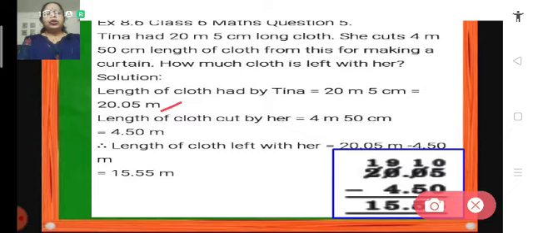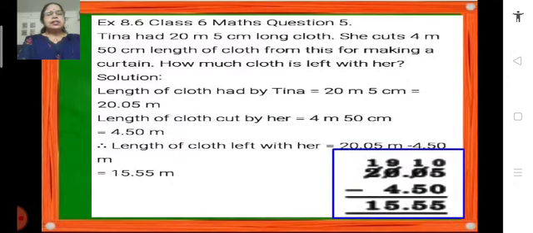Now, the length of the cloth cut by her for making a curtain is 4 meters 50 centimeters. That means it is 4.50 meters, isn't it? So, what is the length of cloth left with her? It is 20.05 meters minus 4.50 meters. Here we have placed them in columns according to the place value and did the subtraction. From the extreme right we do the subtraction.